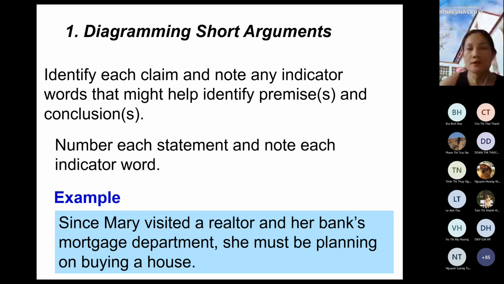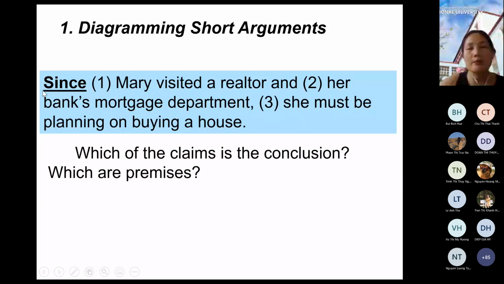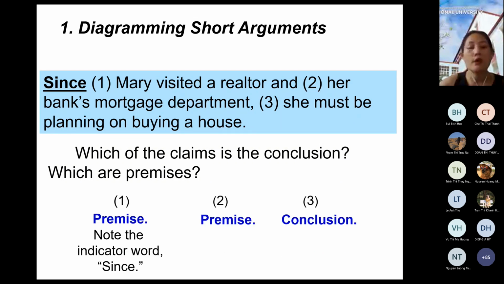Am I right? So in such a case, you could name or number the statements like this. When we read, of course, we see the indicator word "since" as the premise indicator. So you know that behind the "since" there would be the premise. And then the conclusion is number 3. If the question is what is the premise and what is the conclusion, then we know that 1 and 2 are premises, and we have the notification from the indicator word "since". And then the conclusion is number 3, isn't it?